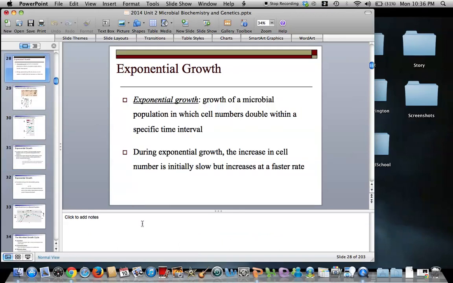Exponential growth: growth of a microbial population in which cell numbers double within a specific time interval. So this is basically just telling you that it's going to follow that exponential curve. It's going to look really slow at first, but then all of a sudden it will rapidly increase. It'll eventually plateau, and then it'll start going down for the death phase.